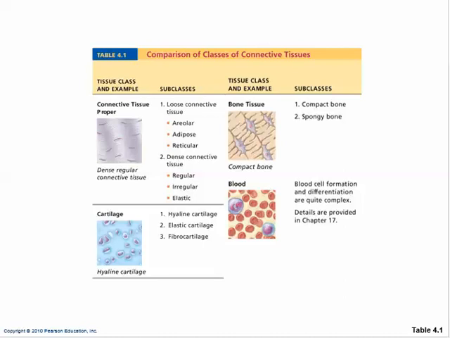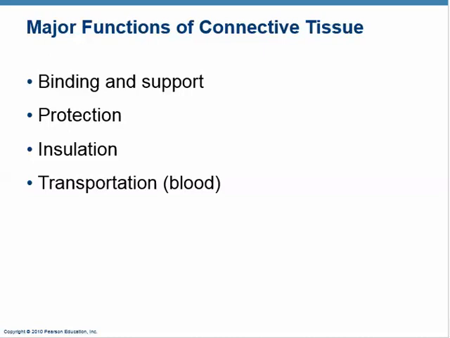Cartilage, there are three different types of cartilage: hyaline, elastic, and fibrocartilage. There are two different types of bone: compact bone and spongy bone. And there's only one type of blood. Blood is a liquid connective tissue. So we'll go over each one of those individually, but that was kind of the overview.